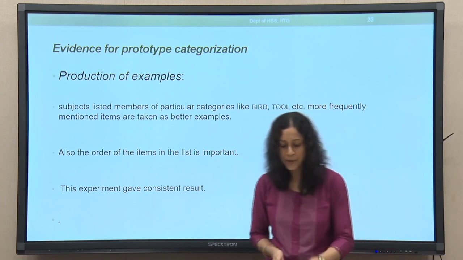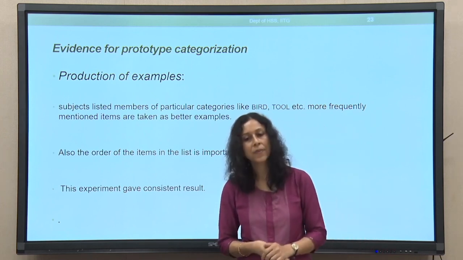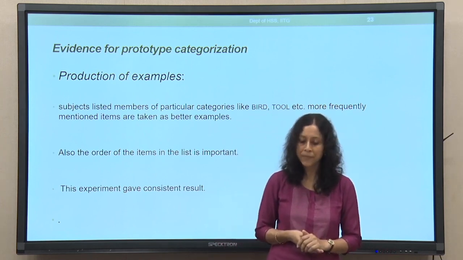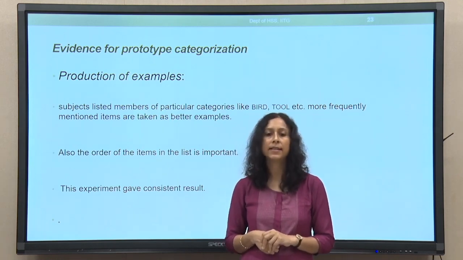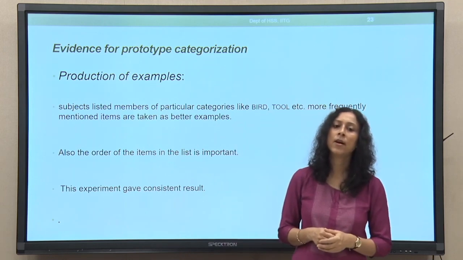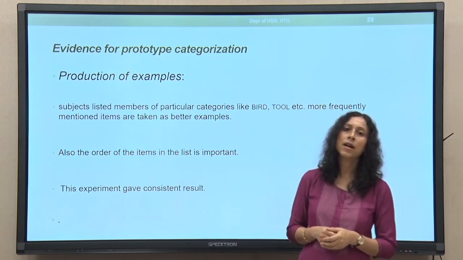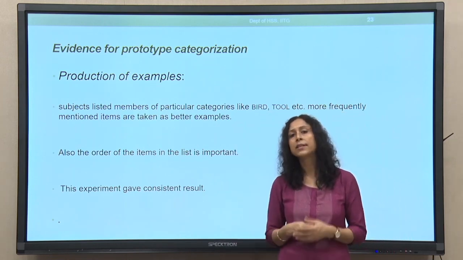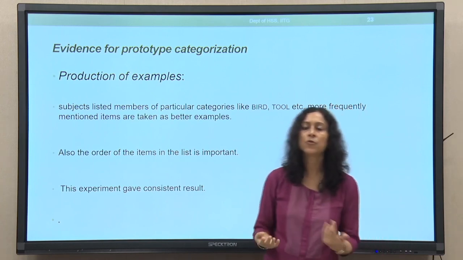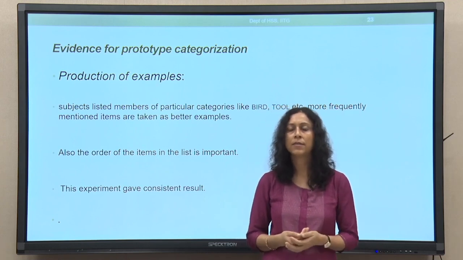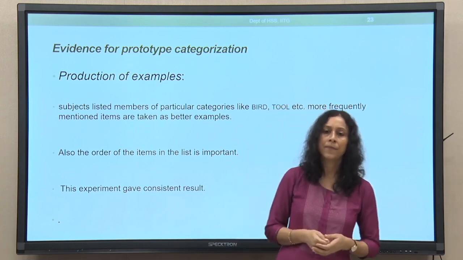One was the production of examples. So, what was the task that she gave? Subjects were asked to list members of a category. As I was mentioning a little while ago, if you are asked to give 5 names or 10 names of birds, as simple as that, or 10 names of tools, what are the tools that you typically use, and so on.